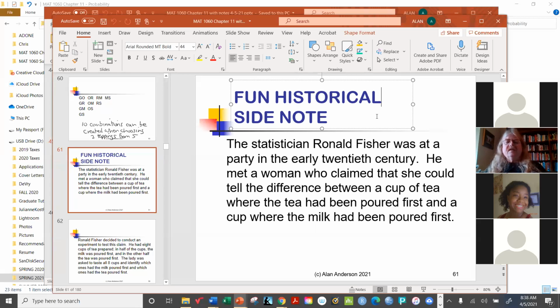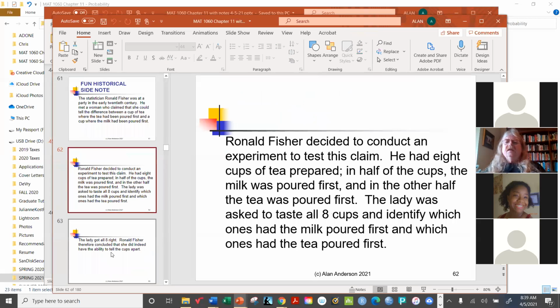So, this is the experiment that he devised. He went to the back in the kitchen and he had them prepare 8 cups of tea. In half of the cases, the tea was poured first, followed by the milk, and in the other half, it was the other way around. And so the experiment consisted of bringing out the cups and asking her to taste each one and identify whether the milk was poured first or the tea.